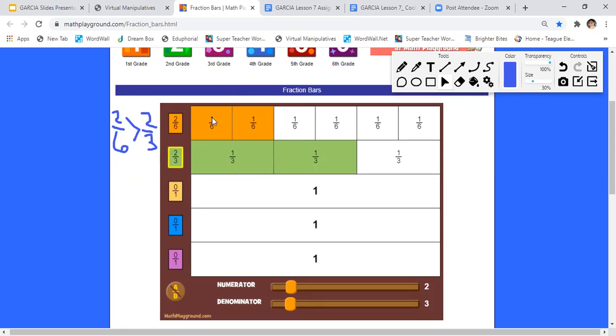Well, if I look at this, I see that the orange, the 2/6, has less of a value than 2/3, the green. So I'm going to say that this is definitely false. They've got it wrong. It should be the other way around. 2/6 is less than 2/3. And I justified it because I see that there's more of the green shaded and there's less of the orange shaded. So that would be my response for the first one.